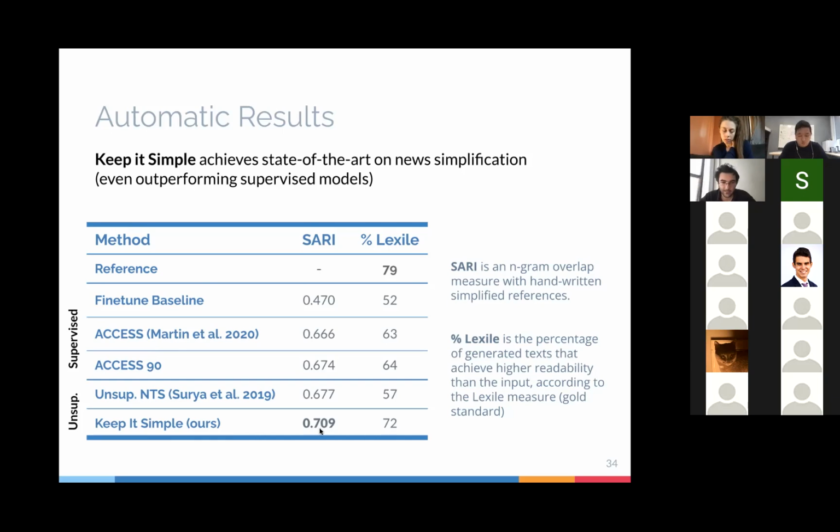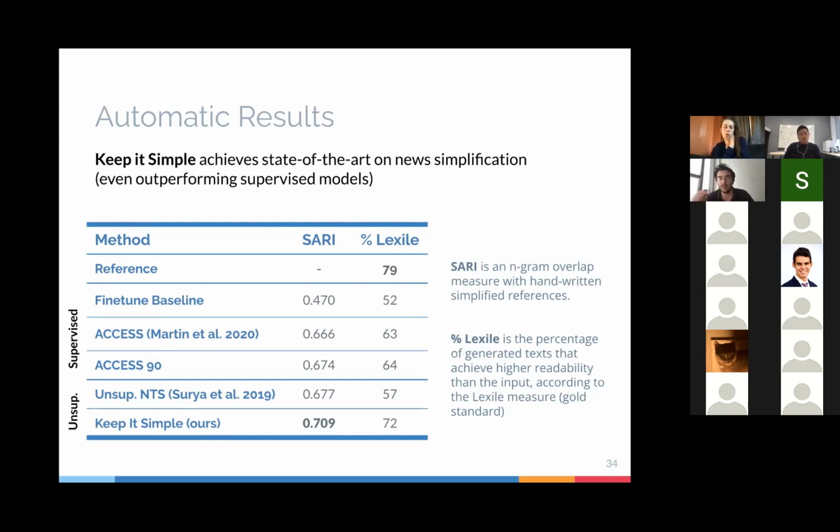That was good. And then the second thing is we measured the Lexile measure, which is a little like the FKGL that I mentioned, but it's more complicated and more of a gold standard. It's what the Newsela journalists use. They basically rewrite until their Lexile score drops to some target amount.